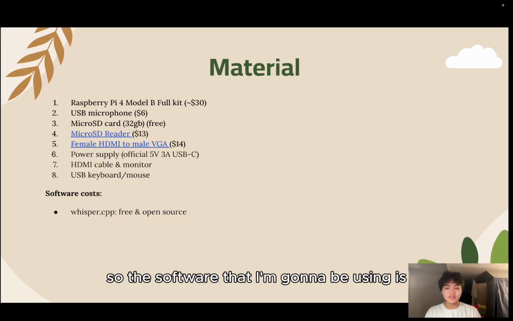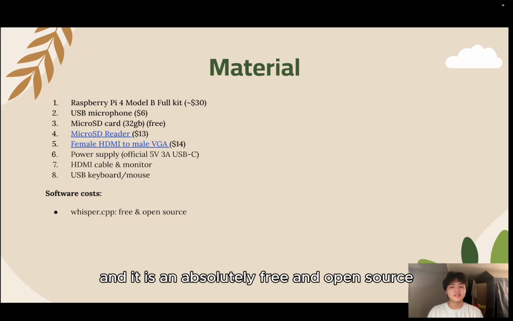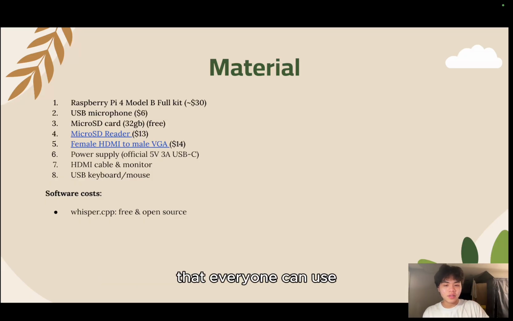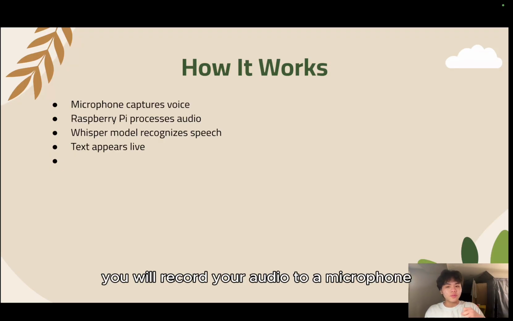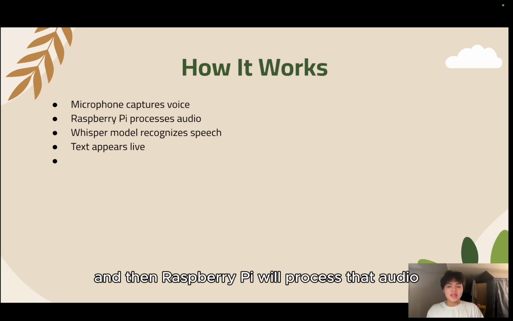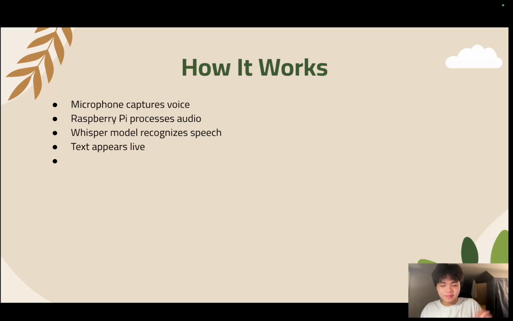The software that I'm going to be using is Whisper.cpp, and it is absolutely free and open source, so everyone can use it. So how will this work? First, you record your audio with a microphone, and then the Raspberry Pi will process that audio using Whisper AI to turn it into text.